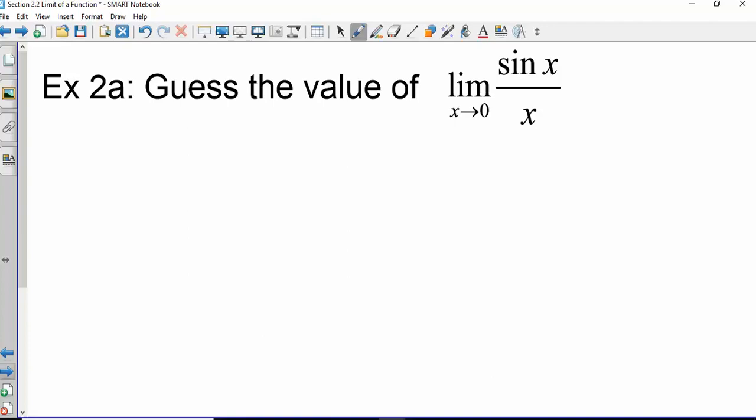All right. Let's take a look at this one. So we have what seems like a pretty solid method. If I wanted to do this one, we'd make our table. So negative 0.1, negative 0.01, negative 0.001. Before you put this in your calculator, make sure you are in radian mode.